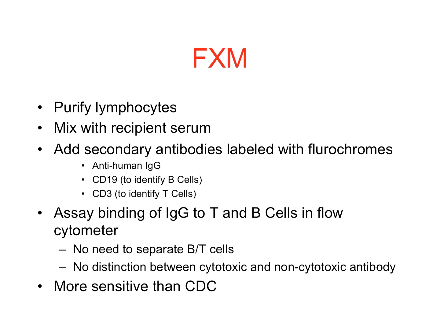In a flow crossmatch, you're just measuring binding. So you're purifying the lymphocytes, you're mixing them with the recipient serum, you're adding secondary antibody labeled with fluorochromes to identify the anti-human IgG where it's bound, CD19 to allow you to identify B cells, and CD3 to identify T cells. You don't need to separate them magnetically, the sorter will do that. And then you assay the binding to T and B cells in the flow cytometer. And of course this makes no distinction between cytotoxic and non-cytotoxic antibodies, and it's only screening for IgG if you're using an anti-IgG secondary, and it's more sensitive than CDC.